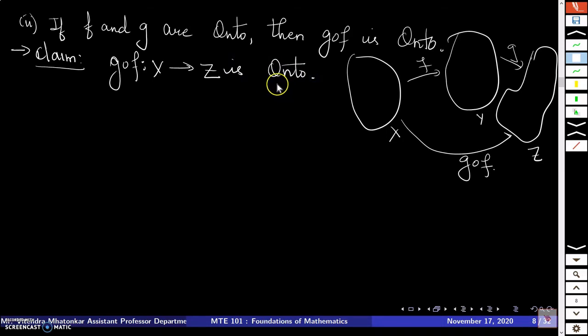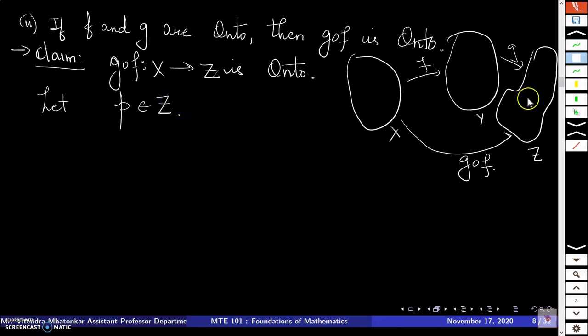How do we show that a map is onto? You start with a point in the codomain of that function, and we have to find a pre-image for it, right? So let's pick one point in z. Let P be a point in z. We have to find one point in x which is mapped to this point P by the function G composite f. Then I can say that G composite f is an onto function, right?